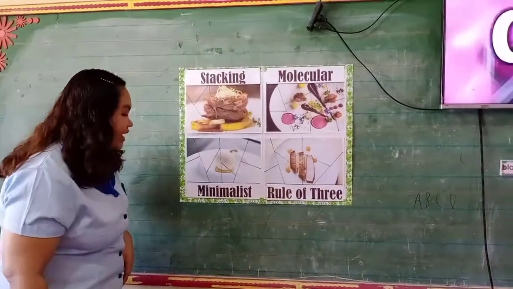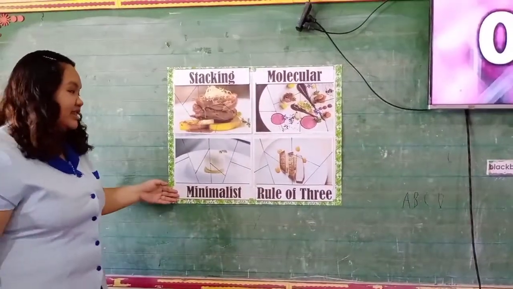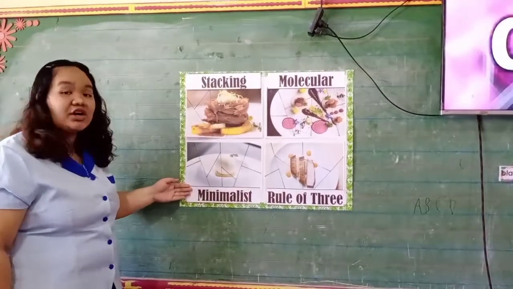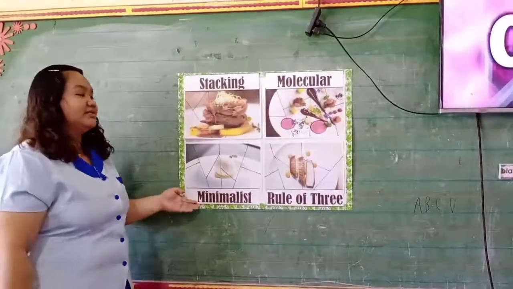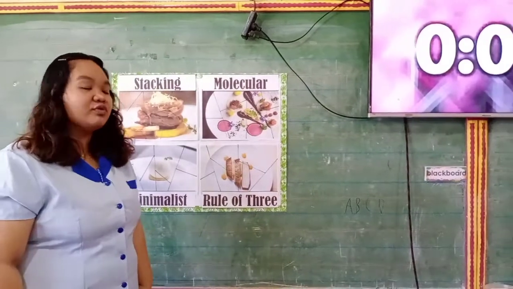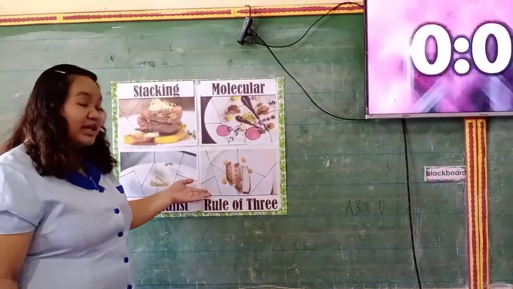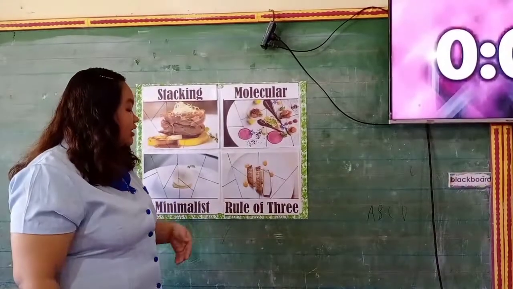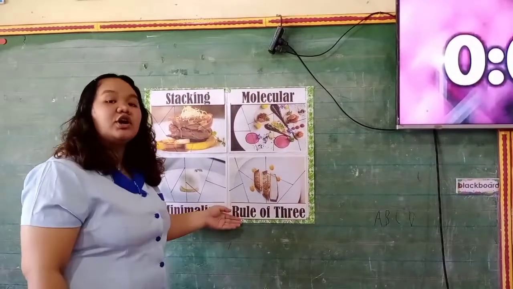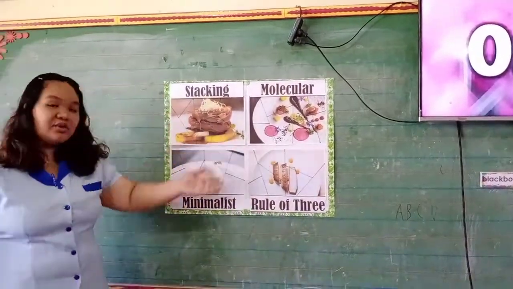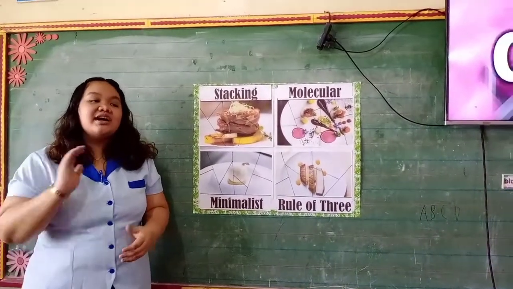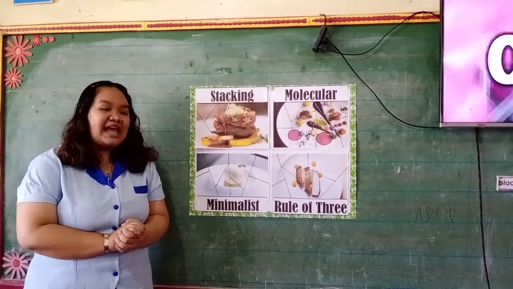For group 3, this is the picture of group 3 and it is under the category of minimalist. And the last group, group 4, this is the picture they formed during the activity, and also it is under the category of rule of 3. So everyone is correct with the task they did earlier. Kindly give yourself 5 claps.